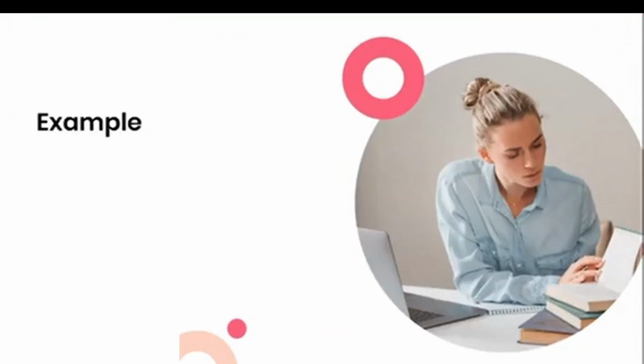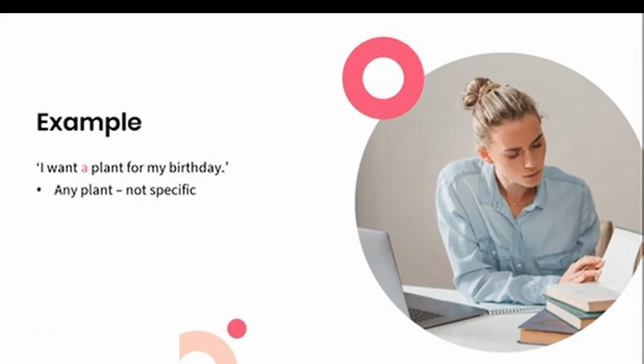For example, if I say, I want a plant for my birthday, my use of the indefinite article a shows that there is no specific plant that I want. I want any plant. However, if I say, I want the plant for my birthday, my use of the definite article the shows that there is a specific plant that I want in particular.